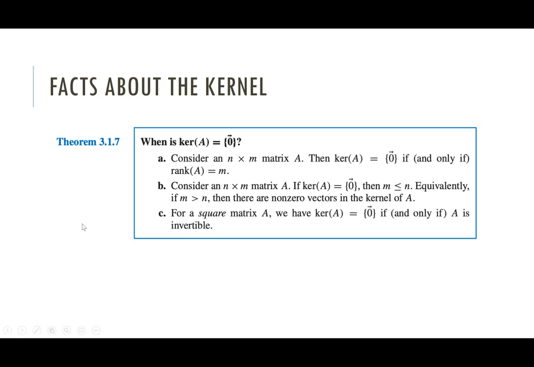Finally, something that gets used a lot. Suppose you have a square matrix. When is the kernel zero? Well, if you have a square matrix, the kernel is zero if and only if the matrix is invertible. This kind of follows from what we had before, except now it's an n by n matrix. You're going to have the kernel being zero if and only if the matrix has full rank. And we've seen before that full rank means that the matrix is invertible. And that's an if and only if.